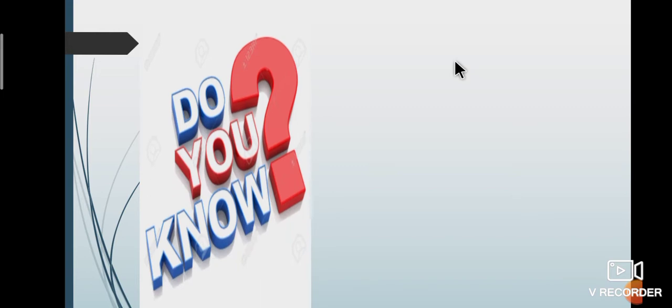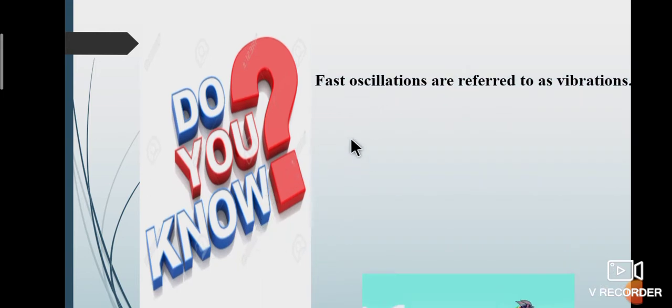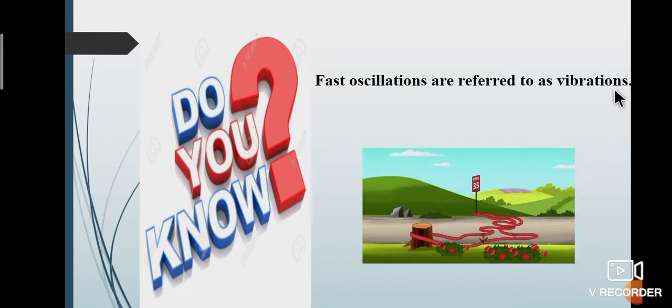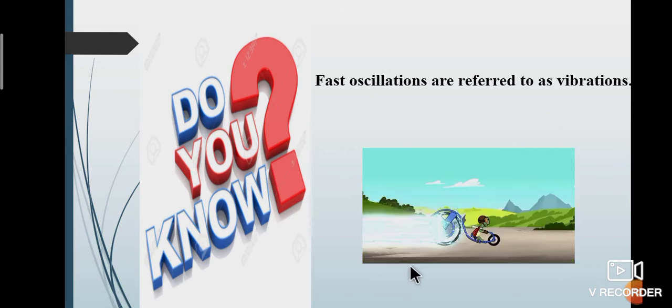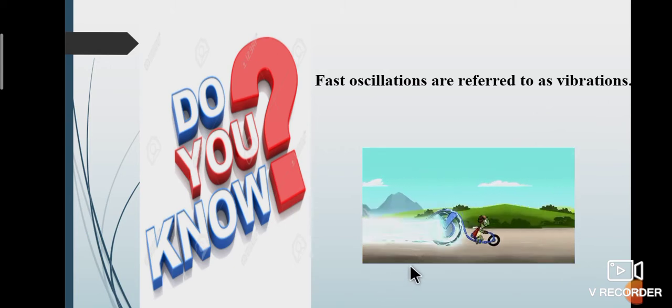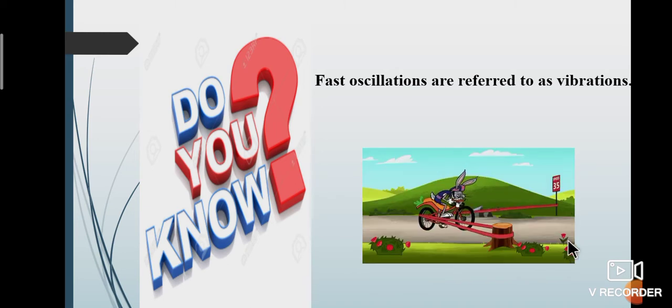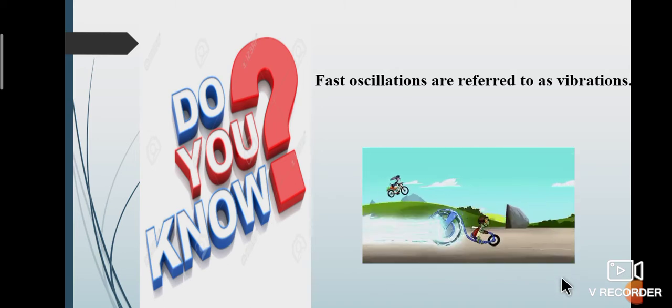So, I hope you can understand the types of motion. Do you know? Fast oscillations are referred to as vibrations. Hold a stretched rubber band in your finger and strike it in the middle. Do you notice? The oscillations are very fast. When the oscillation is very swift, it is called vibration.